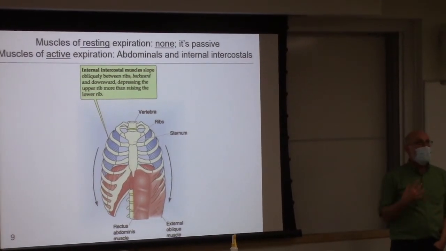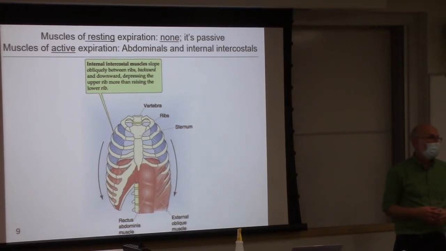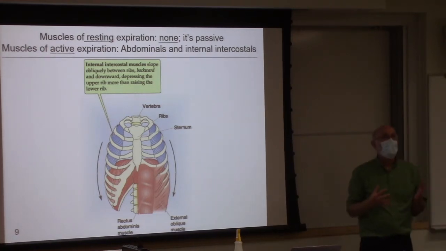For resting expiration, you don't use muscles. You just relax. The lungs have a natural recoil, and so if they are not pulled open, not pulled outward, they collapse inward. And that is a resting expiration. It's just a passive process of the ribs going back to where they were, the diaphragm relaxing, and the lungs' natural tendency to collapse.